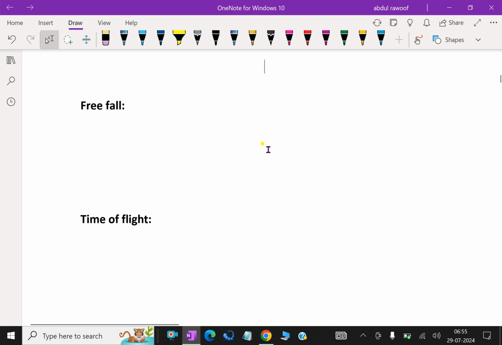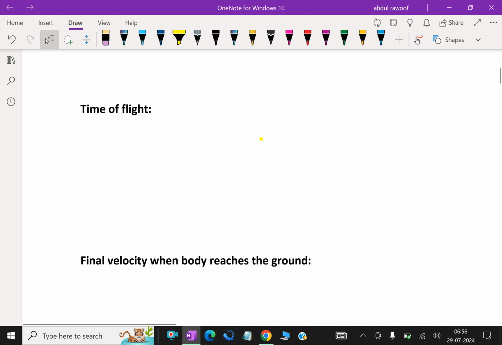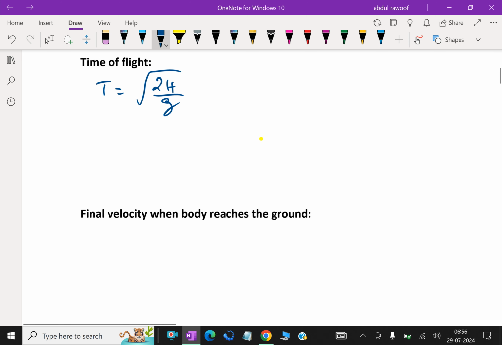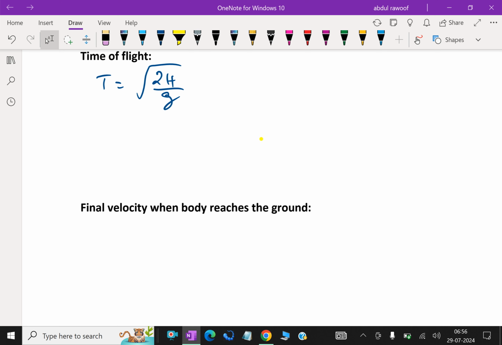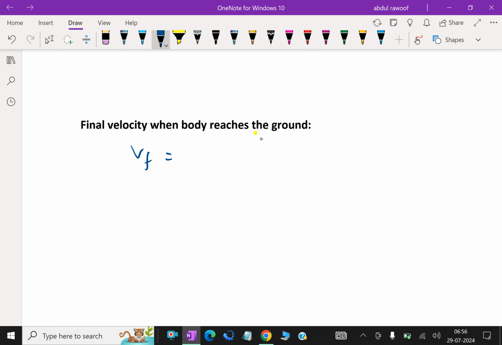Now, time of free fall. Any body under gravity only that comes to the ground from a certain height is called a free fall. In free fall, the time of flight is t equals the square root of 2h over g, and the final velocity when a body reaches the ground is v final equals the square root of 2gh.